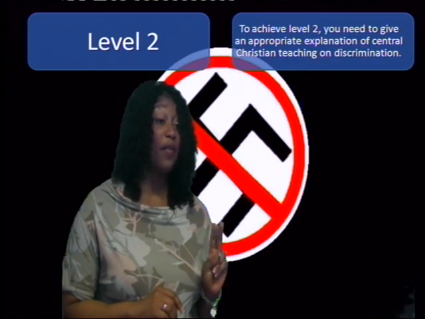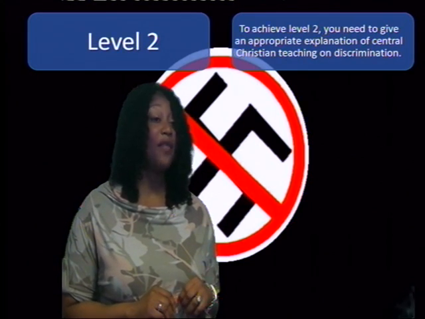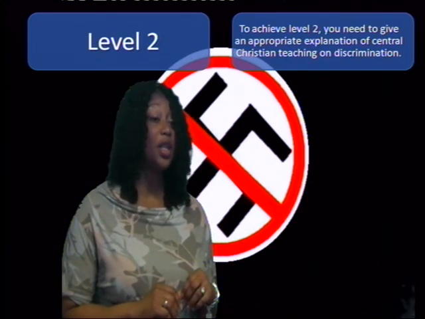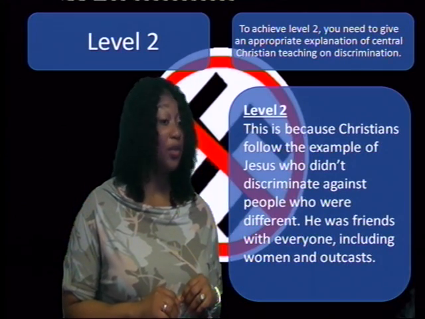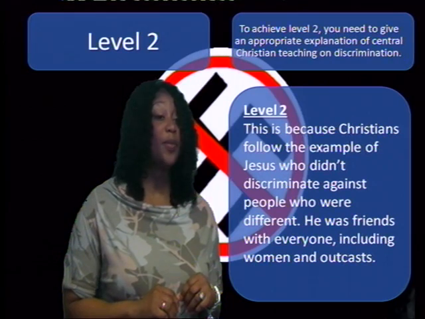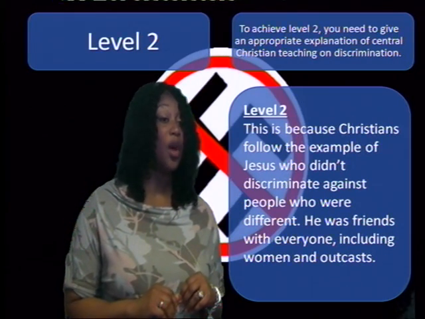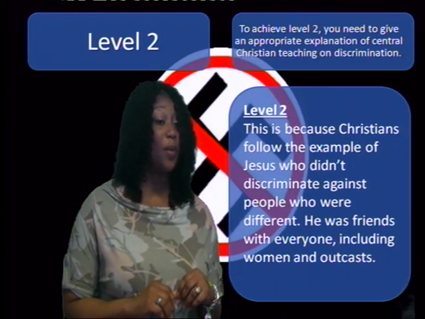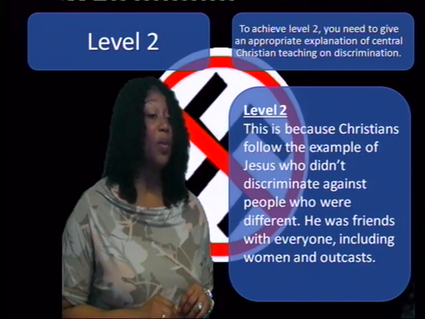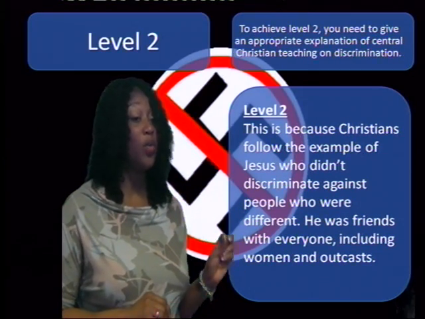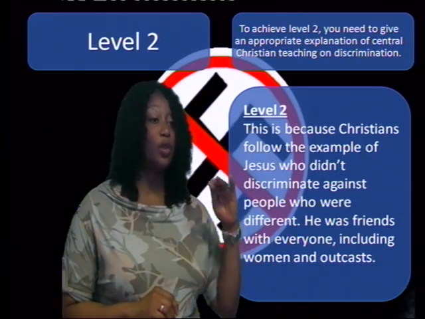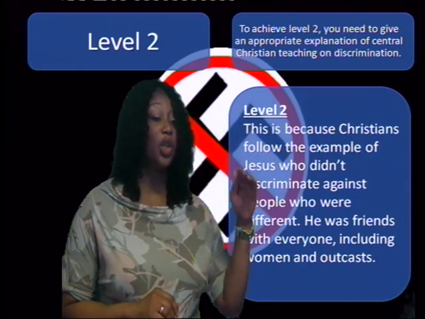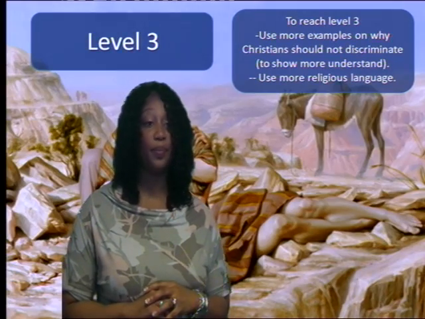In order for you to achieve a level 2 answer, you need to give an appropriate explanation of central Christian teachings on discrimination. And this is what a level 2 answer looks like. This is because Christians follow the examples of Jesus, who didn't discriminate against people who were different. He was friends with everyone, including women and outcasts. So once you've done your level 1, you add on to level 2, and once you've done 1 and 2, that will give you a level 2 answer.